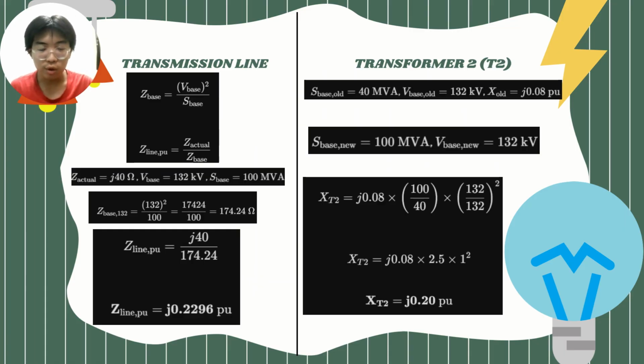And for the transformer 2, it is the same as before. We use the S base old, V base old, and X old, S base new, and V base new, and we substitute all the values into the formula, which is X T2 equal to j0.08, multiplied by 100 divided by 40, and multiplied by 132 divided by 132 to the power of 2. And then we get the final answer for the transformer 2. X T2 is equal to j0.2 per unit.